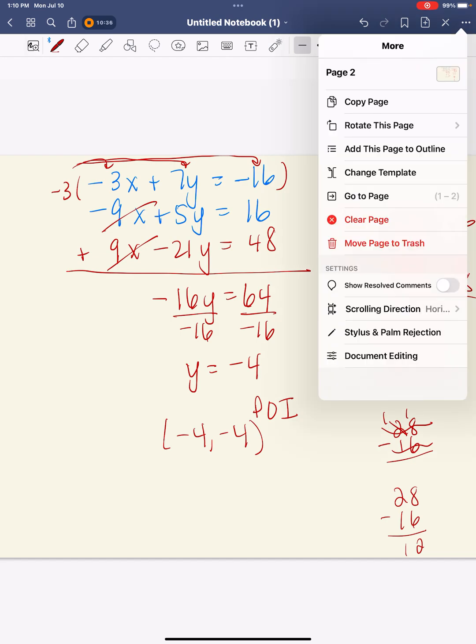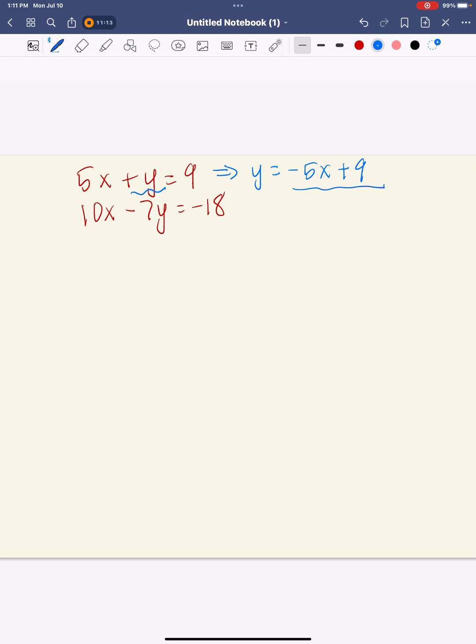Now let me show you one that is substitution. For substitution, you know that you want to use it when you see one singular x or y sitting by itself somewhere. When I look at that top equation, I'm noticing that I have this y sitting there. So if I get y by itself, I'm subtracting negative 5x to both sides, and y is equal to negative 5x plus 9. Since y is equal to this expression, I can plug all this in for y in the second equation.